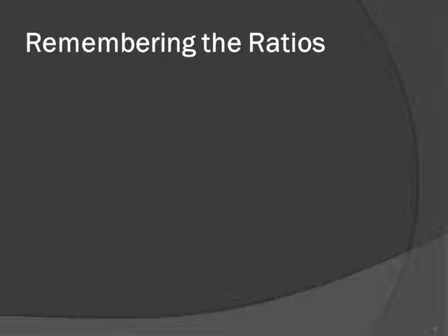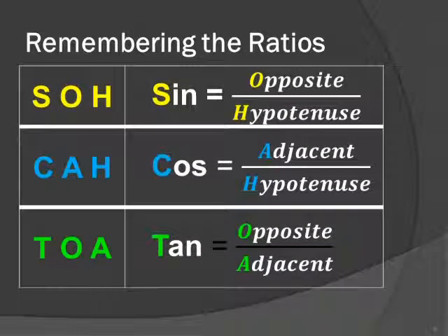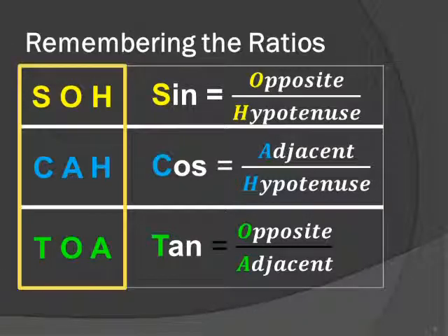Remembering the ratios, this is the point. Now, if you've looked at all the videos, we've now done all three types of problems. So, first thing is, Sokatawa. Remember that? It tells you how the ratio is constructed. So sine is opposite over hypotenuse, cos adjacent over hypotenuse, tan is opposite over adjacent. Sine, cos, tan.